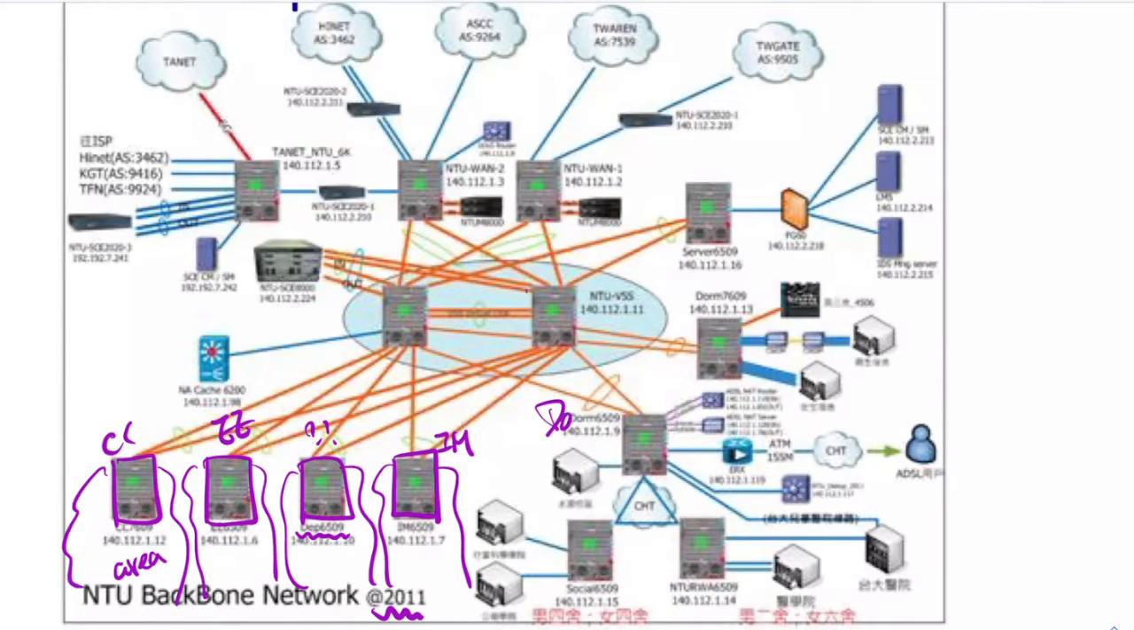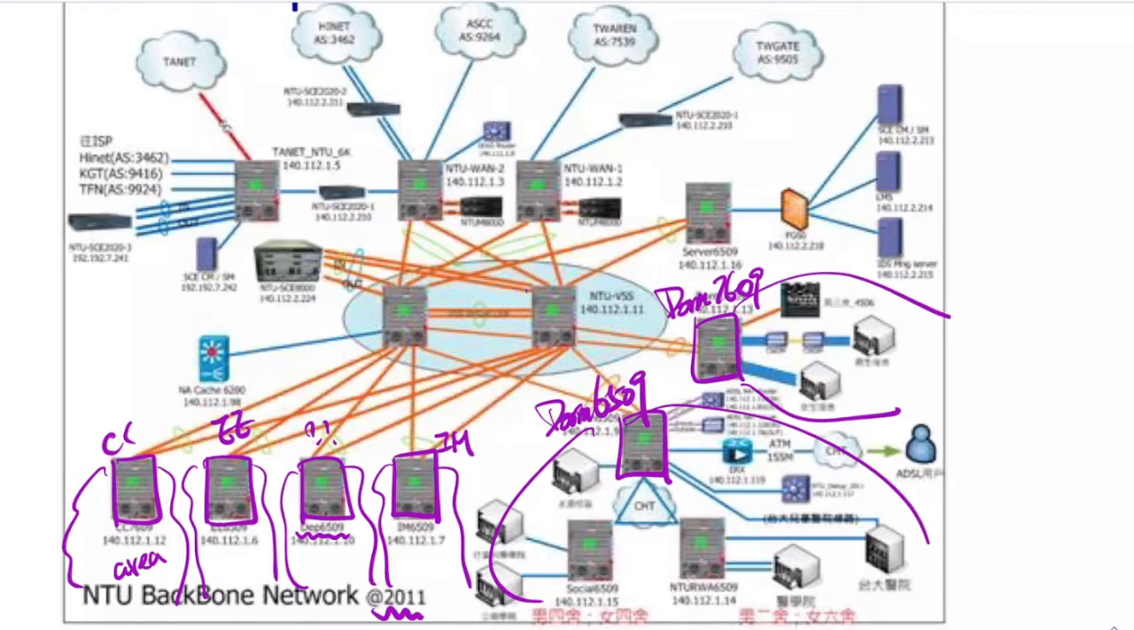And here is dorm 6509. That is another dorm router. Those routers have their own area, so maybe they run OSPF in their small area, but all of them are connected to two core routers. You can see that those orange lines connect all those routers from different areas to the backbone, right? So we have such a structure.